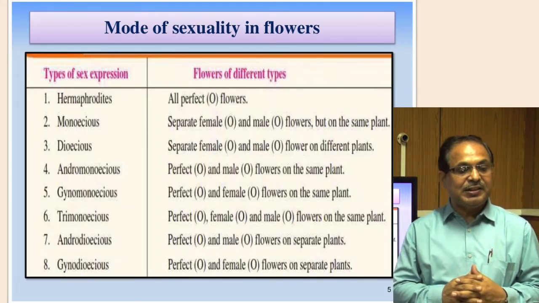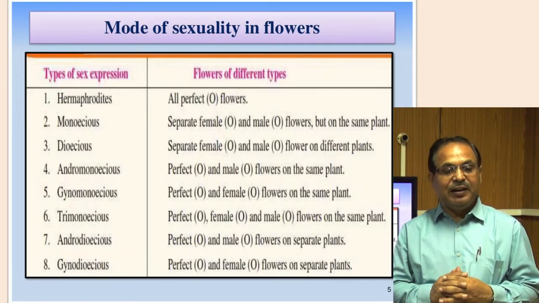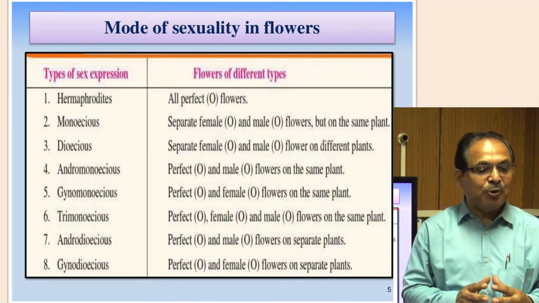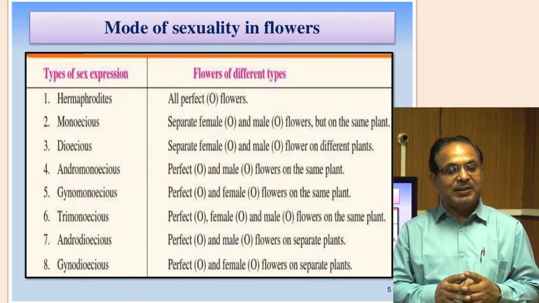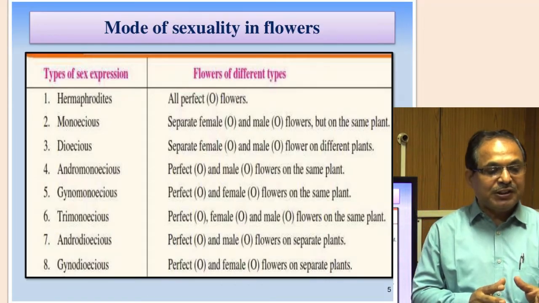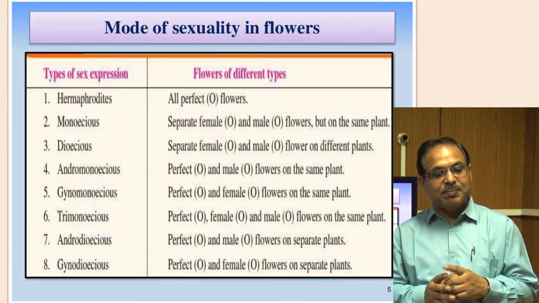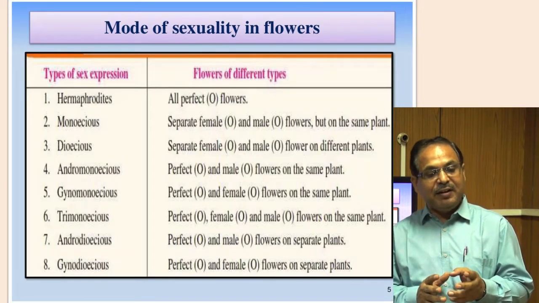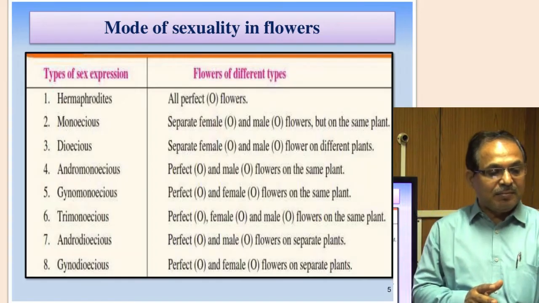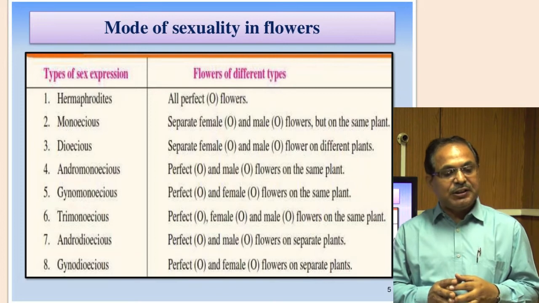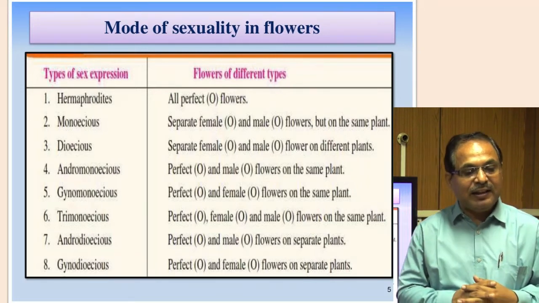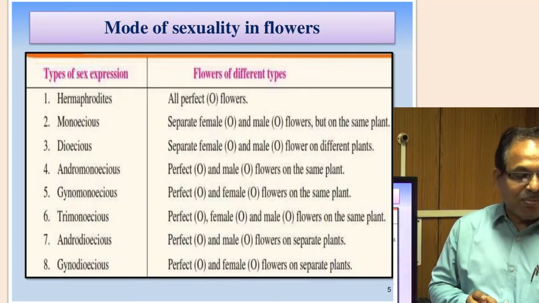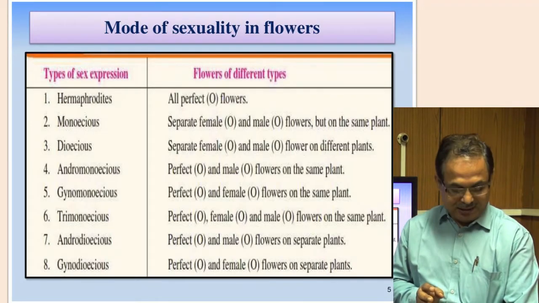In dioecious conditions, the separate female and male flowers are present on 2 different plants. Next is andromonoecious, where perfect flowers and male flowers are present on the same plant. Gynomonoecious: the perfect flower and female flowers are present on the same plant. And trimonoecious: the perfect flower, female and male flowers are present on the same plant. And there are 2 more, androdioecious and gynodioecious, where perfect flowers and male flowers are on separate plants, and perfect flowers and female flowers are present on 2 different plants.